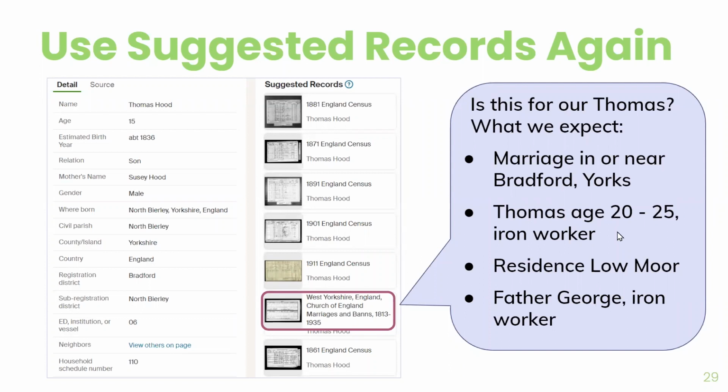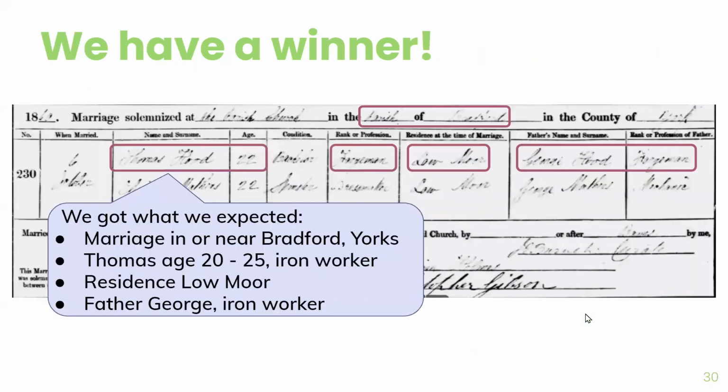We'd also expect him probably to be an iron worker, since that seemed to be what the family did. His residence from the census, I forgot to point this out, but if we went back to the census, the family's residence was Lowmore. So I would expect the residence on the marriage record probably to say Lowmore. And I'd expect his dad to be George, an iron worker. Well, bingo, we have a winner. We totally got what we expected.